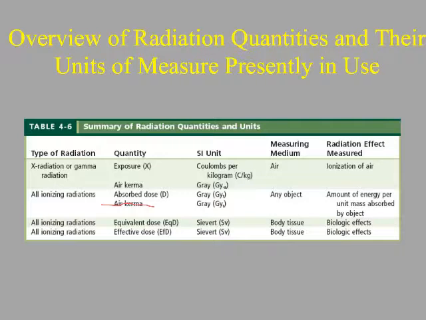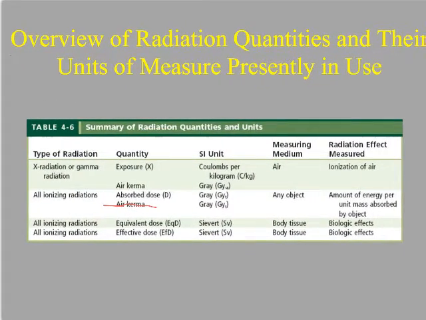And then finally, to move from the gray to the sievert, we're going to weight the radiation. And if we weight just the radiation, that's an equivalent dose. It will be expressed in sievert. If we weight both the radiation and the tissue, then we have an effective dose, and that's also expressed in sievert. I want to point out the nice thing about this SI unit system is all of these are the same special unit.